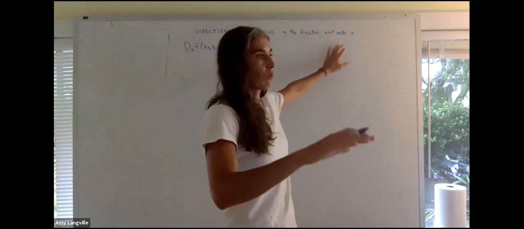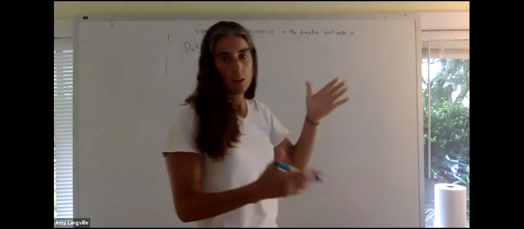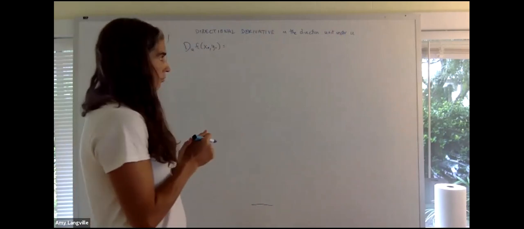So if they give you any other vector, they might give you a vector v that's not of length 1. You can force it to be a unit vector by normalizing it. Back to chapter 1 ideas. We'll practice one of those.